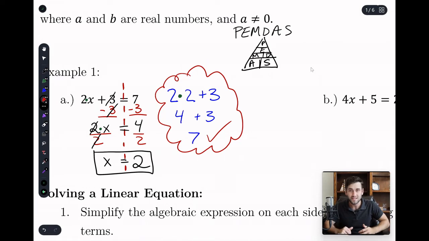So I know you've got Photomath. I know you've got Wolfram Alpha. I know you've got all those things to do all the work for you.